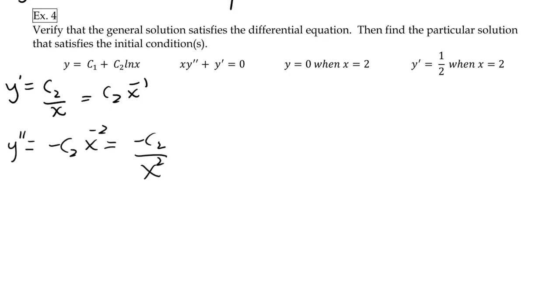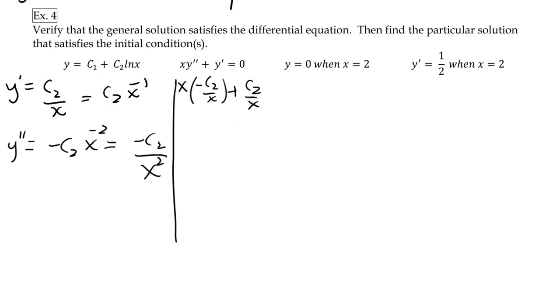So again, we're still trying to verify the general solution is a solution to the diffie-q. The diffie-q is right here. It's x. Replace y double prime with negative c2 over x squared, plus, and then replace this y prime with c2 over x.